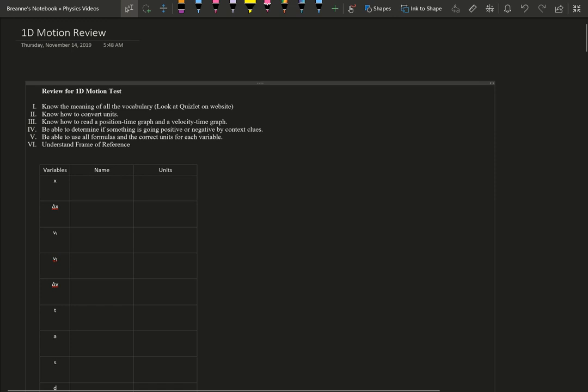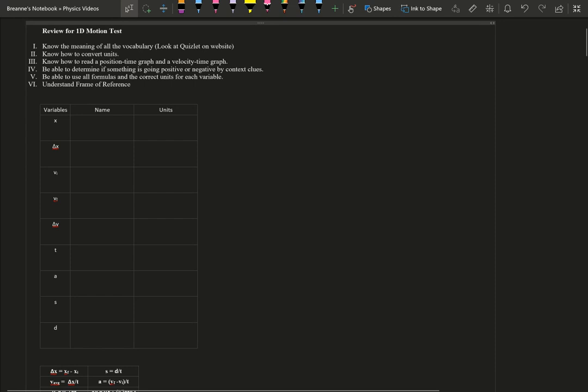If they're going forward, it's positive. Going backwards, it's negative. Up is positive, down is negative. Left is negative, right is positive. Stuff like that. Be able to use all formulas and the correct units of each variable. We're about to go over that and understand frame of reference.